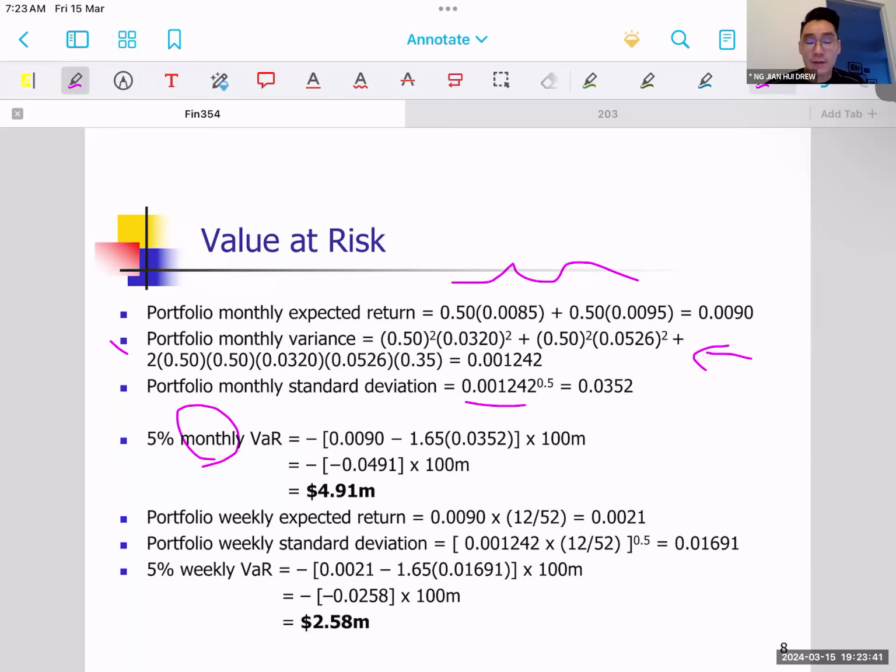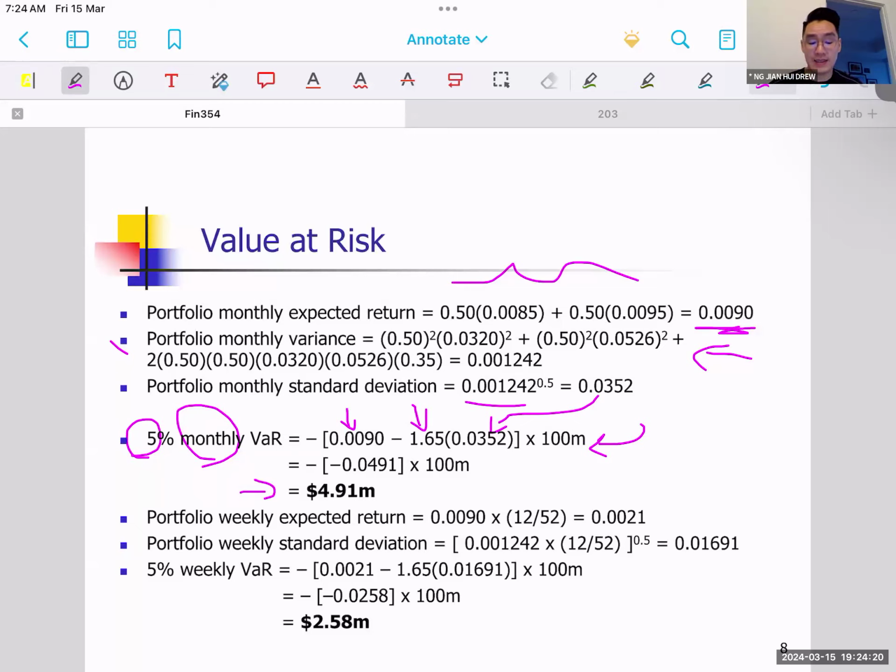So we know that the formula for monthly VAR is the negative of the expected return, which is given here, minus, now at a 5%, we need to do the inverse standard norm, right? Because the VAR assumes a standard normal. So we use the inverse standard norm in Excel to give you 1.65. We add in the standard deviation as per this formula of VAR, and we add in the portfolio amount, which is 100 million. We determine this is the value at risk, right?